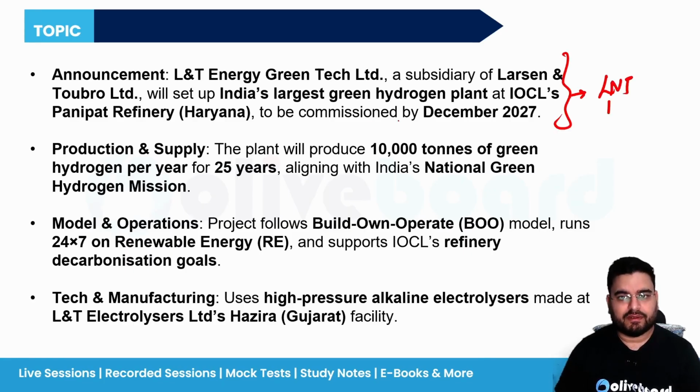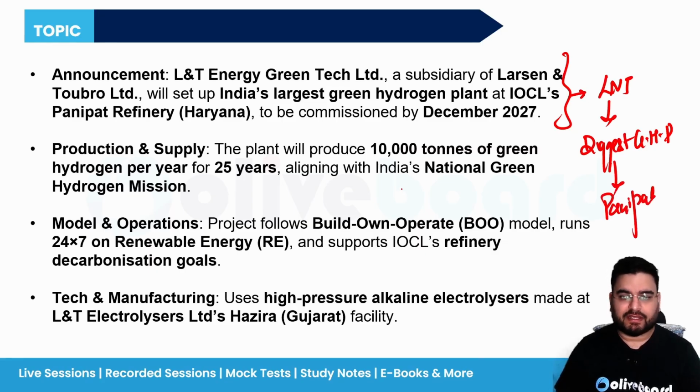What is it doing? India's biggest green hydrogen plant. Where? In Panipat. What was the capacity? 10,000 tons of green hydrogen per year. Got it? So please remember this.